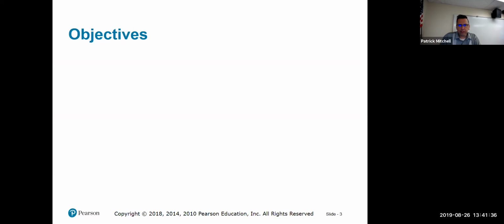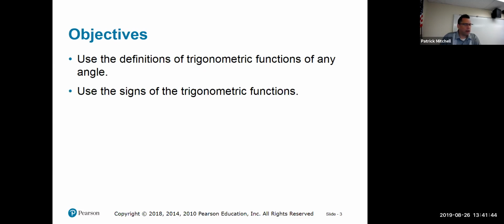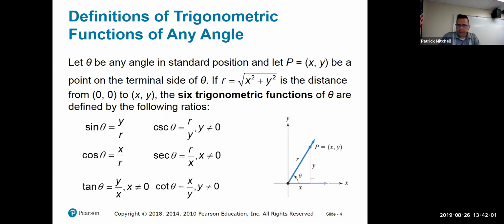Okay, so our objectives in this section: first, use this definition, and then talk about the signs (SIGN) of the trig functions. Whenever I say sine, SIGN or sine, SINE, from now on I'll probably spell it in case it's not clear from the context. We're going to talk about reference angles, and that's about it.